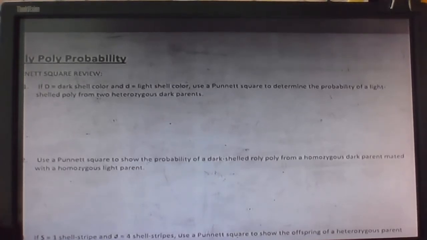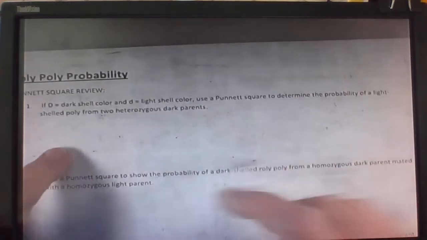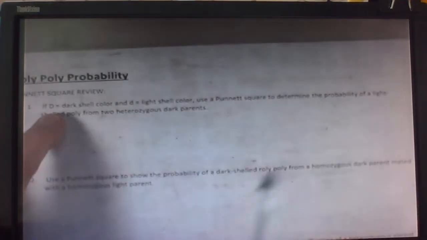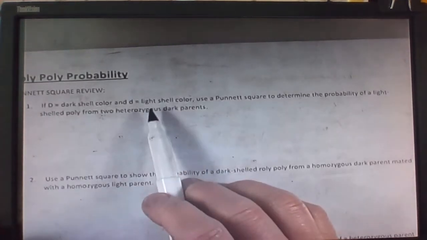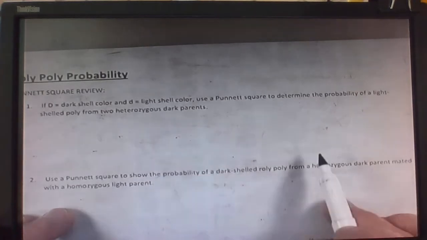All right. So hopefully this is just review. Hopefully that was relatively easy. Capital D is dark shell, so that's our dominant allele. That means if I have a dominant allele, it's going to show a dark shell color. Lowercase d is light shell color, so that means you have to have two lowercase letters in order to see that recessive trait.